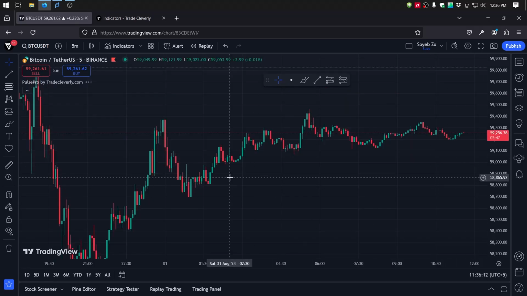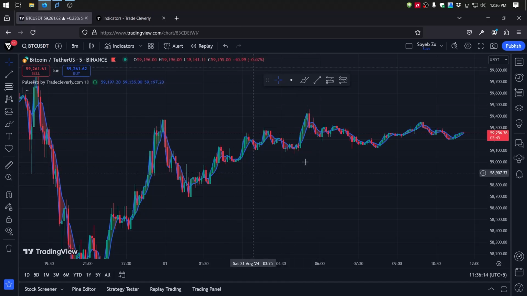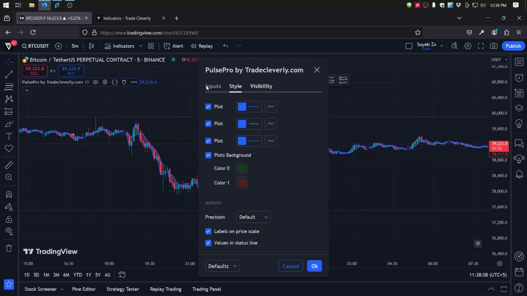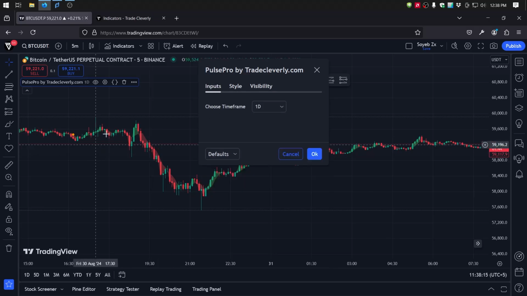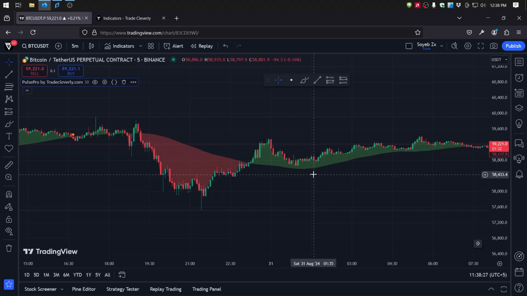Once I add it to the chart, you can see Pulse Pro by Trade Cleverly is activated. Now I have to change some settings for better understanding and to purify and filter the signal. So I simply go to the Pulse Pro settings. I just uncheck everything except our plots background, and from the input for the 5 minute time frame I select the time frame 30 and simply click OK to save. Alright, we have successfully added and set up today's powerful indicator.